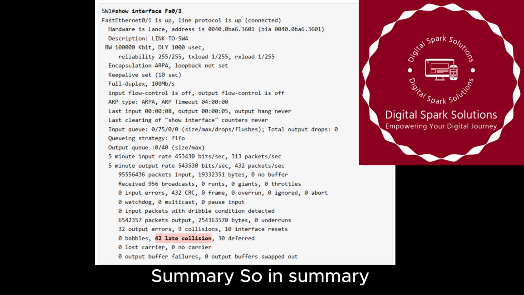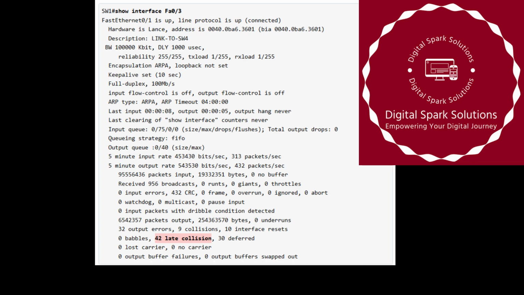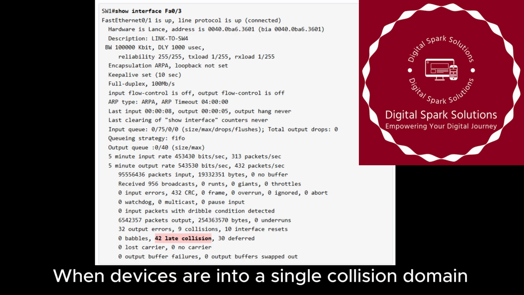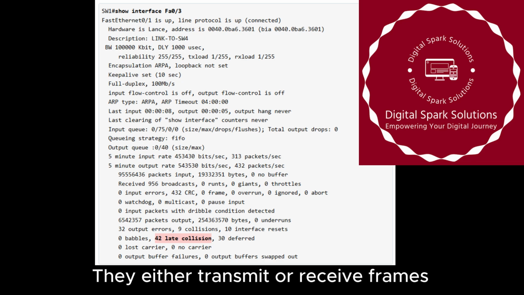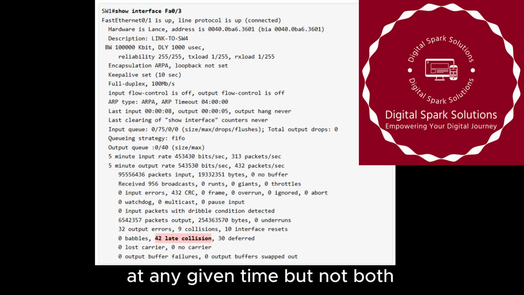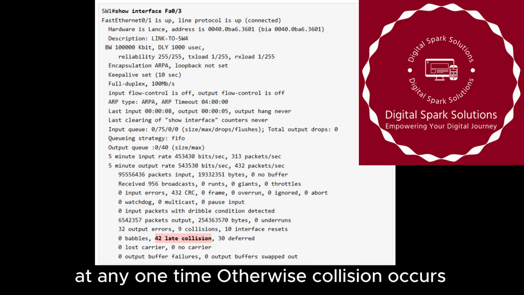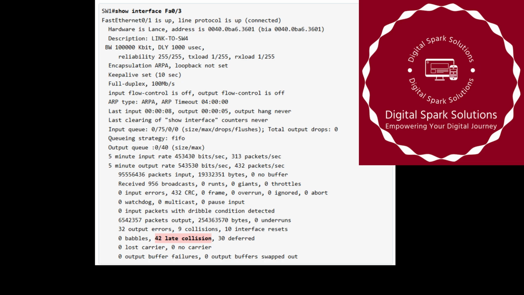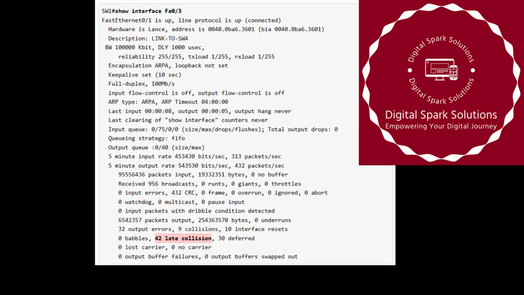Summary. So in summary, the most important points about collision domains are: all devices connected to a hub are in a single collision domain. When devices are in a single collision domain, they must use half-duplex communication. They either transmit or receive frames at any given time, but not both. Only one device may transmit into the collision domain at any one time, otherwise a collision occurs. The other devices detect the collision with the CSMA/CD method, wait a random amount of time, and retransmit again.